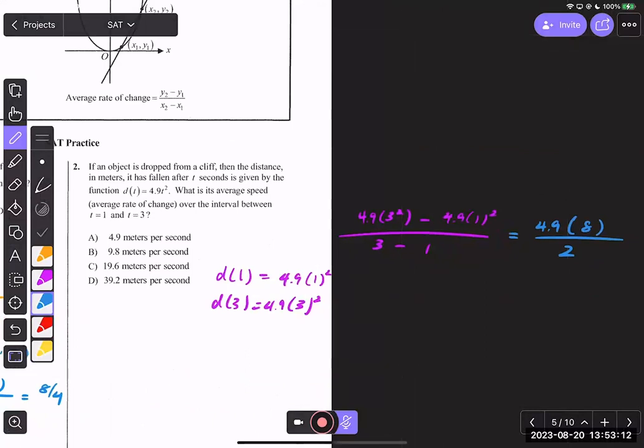Would that be 4.9 times 4? It would, which is? Is that 19.6? Yeah. But you don't actually have to multiply that yourself either, right? Just look. It's around 5 times 4, which is about 20. Well, the only answer choice that's near 20 is C.